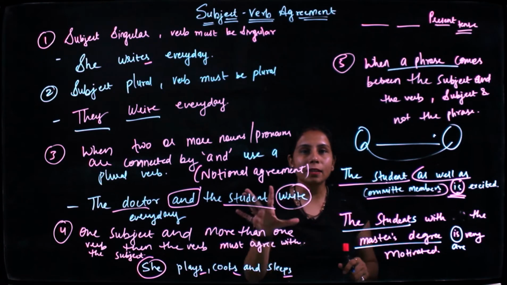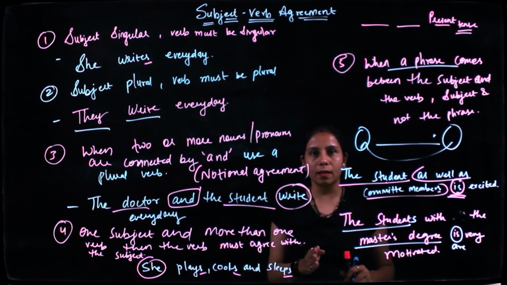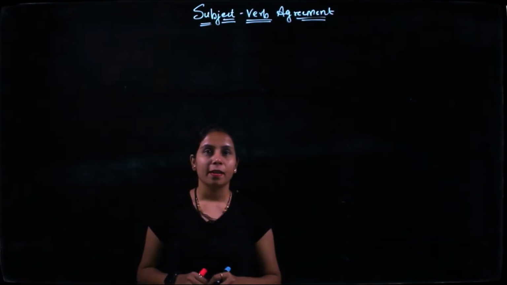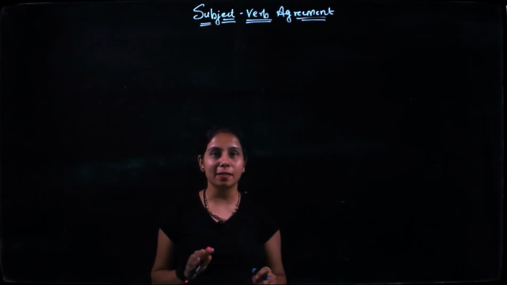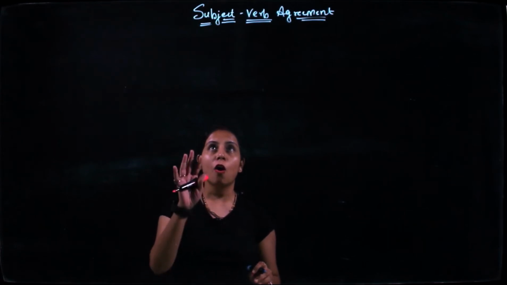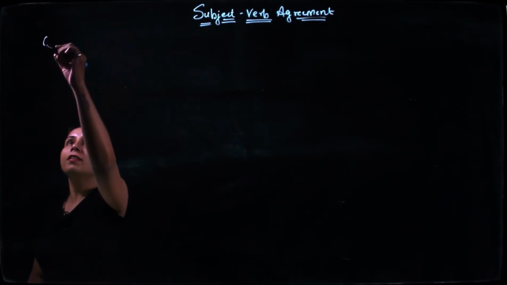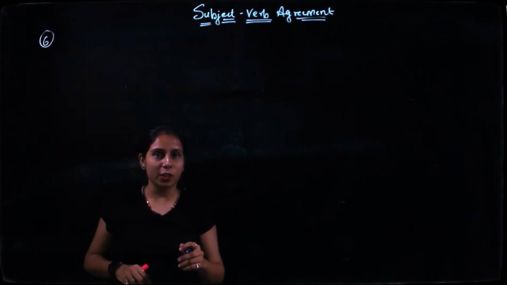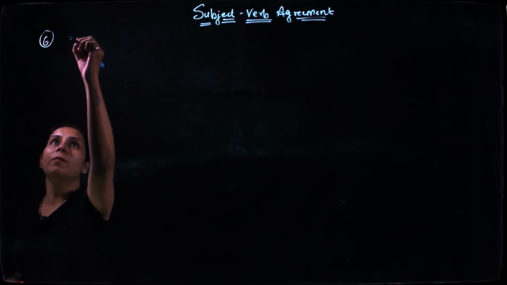Okay, so these are the 5 scenarios we just discussed. We are going to discuss 5 more scenarios now. Okay, so as we discussed up till now the 5 rules of subject verb agreement, let us talk about the 6th rule now. The 6th and 7th rule complement each other. Okay, so let us go one by one.